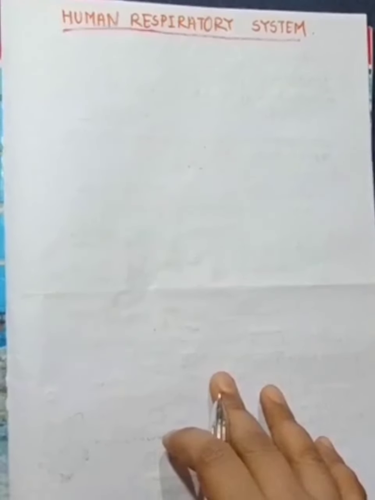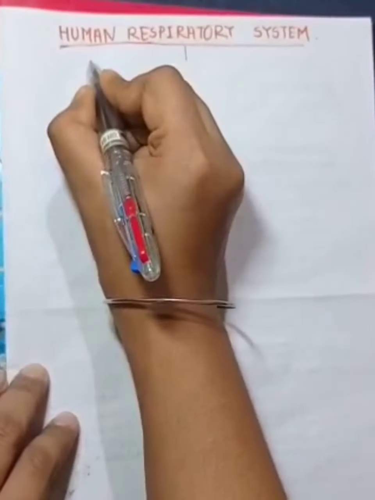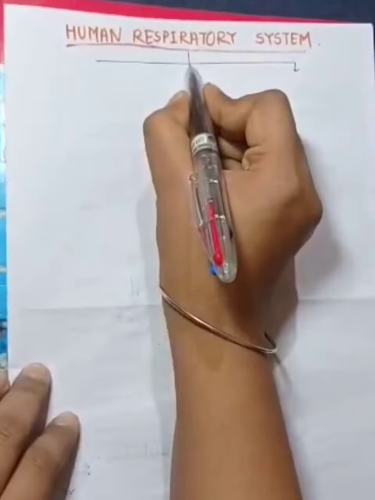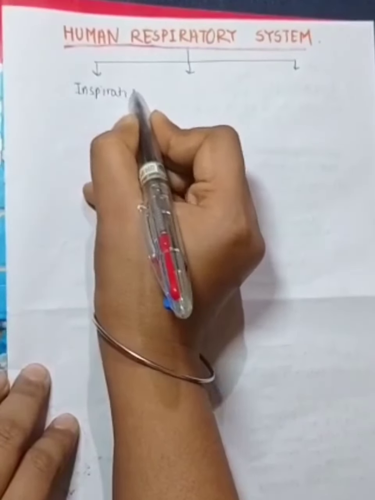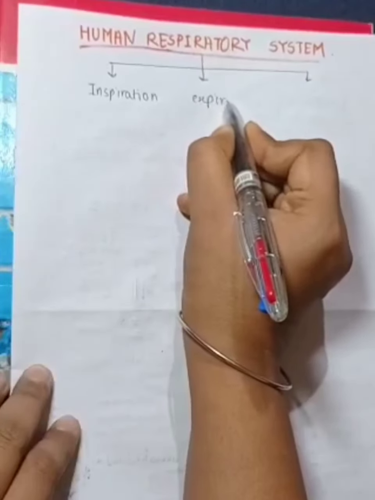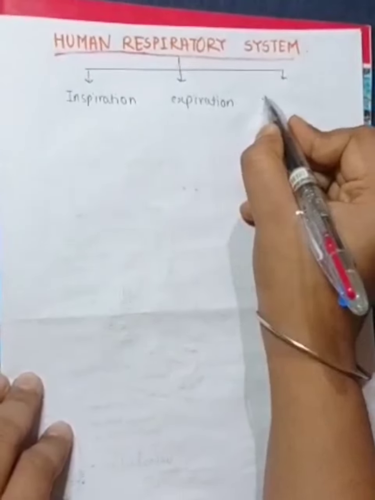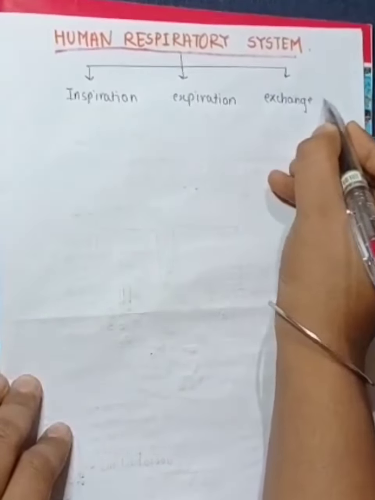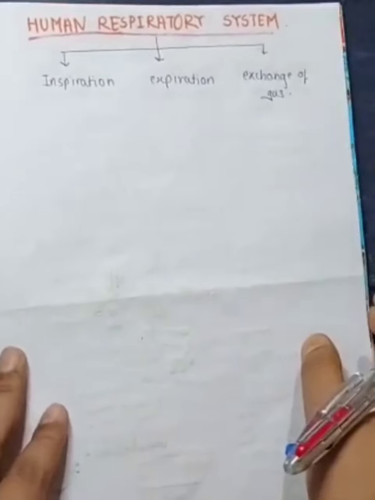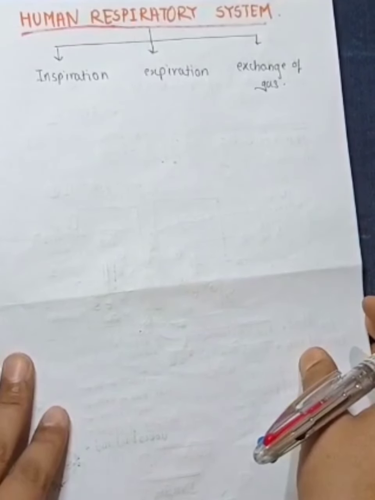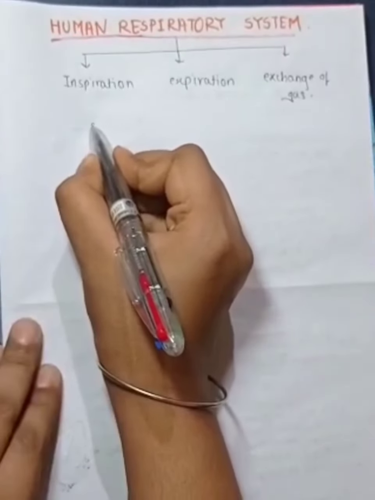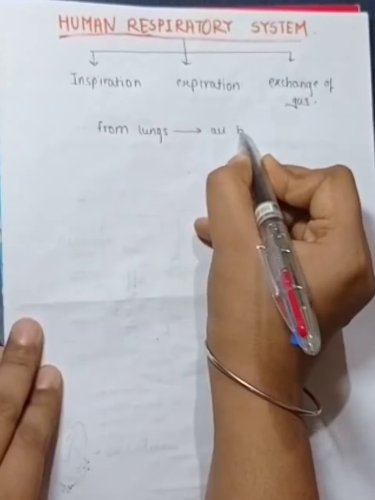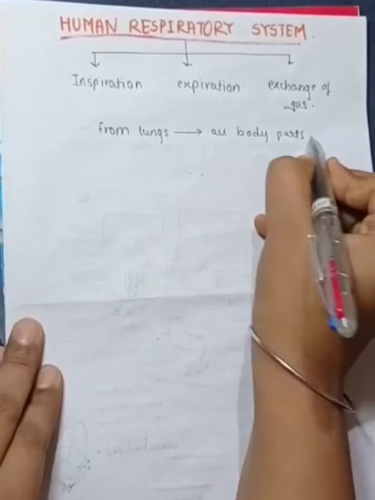It is a complex process. It is divided into 3 steps, that is inspiration, expiration, and exchange of a gas. The gases are transported by blood from lungs to all body parts.